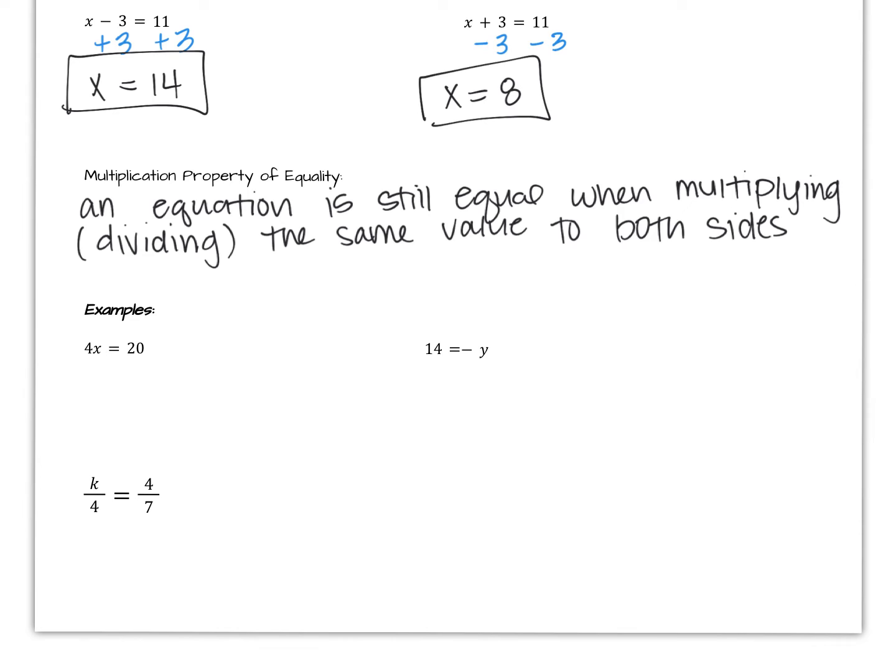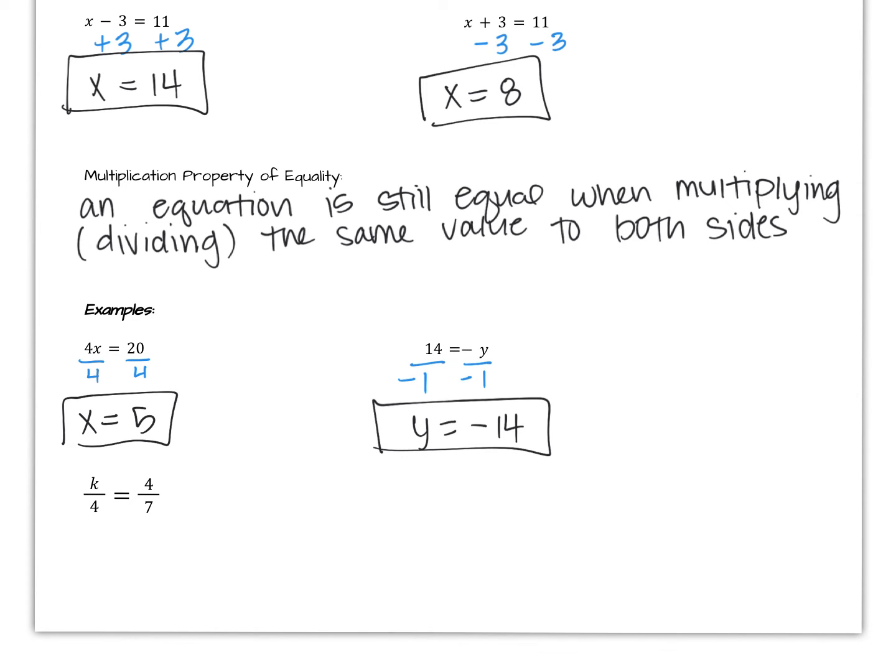So our first example says that 4x equals 20. Because there is multiplication in front of our variable x, we're going to divide both sides by 4. And we get that x equals 5. Our second example says 14 equals negative y. So to get rid of the negative in front of y, we're going to divide both sides by negative 1. And we're going to get that y is negative 14.